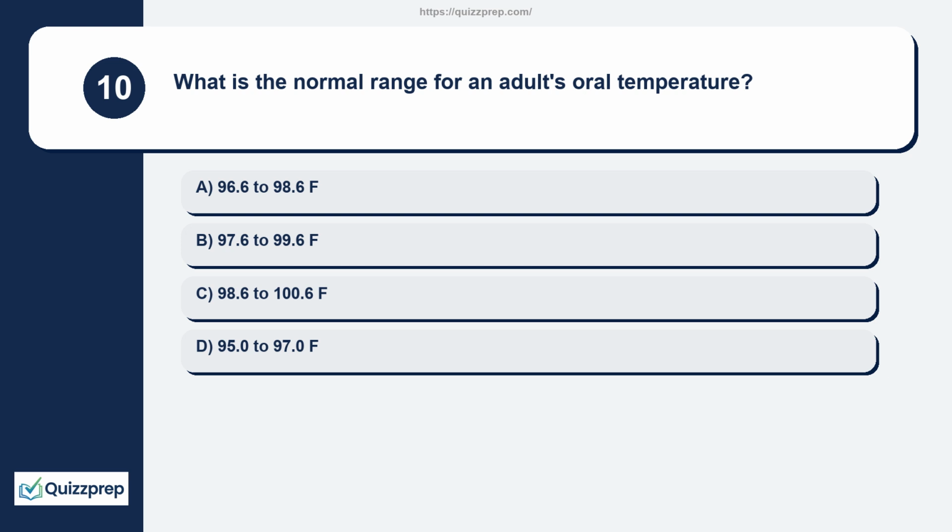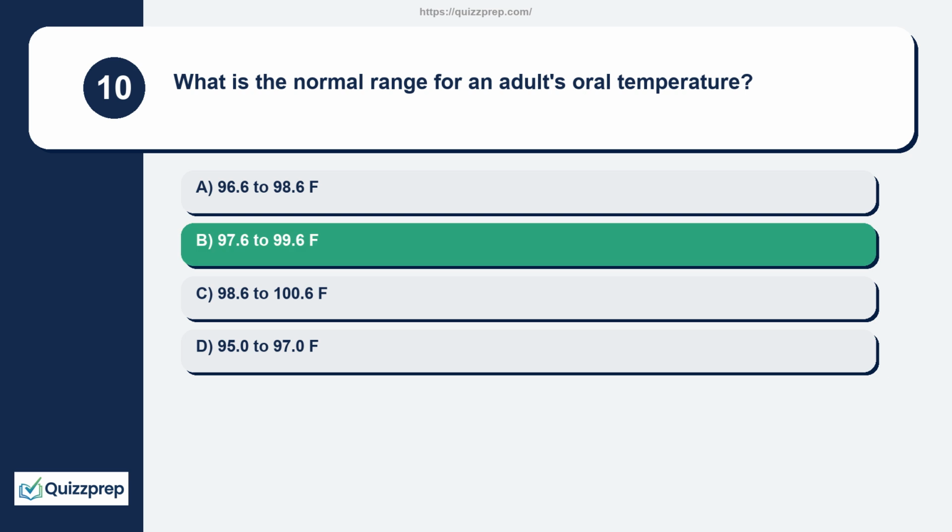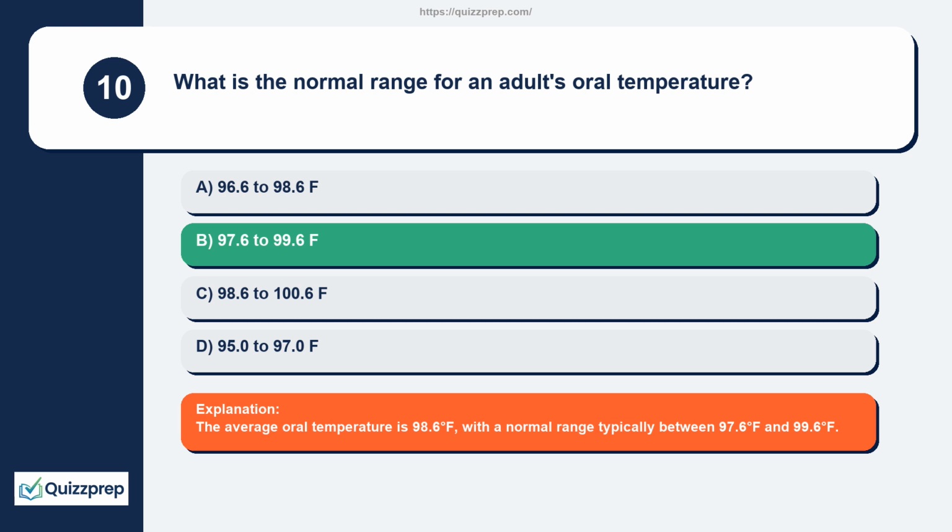Question 10. What is the normal range for an adult's oral temperature? 96.6 to 98.6 F, 97.6 to 99.6 F, 98.6 to 100.6 F, 95.0 to 97.0 F. The average oral temperature is 98.6 degrees Fahrenheit, with a normal range typically between 97.6 degrees Fahrenheit and 99.6 degrees Fahrenheit.